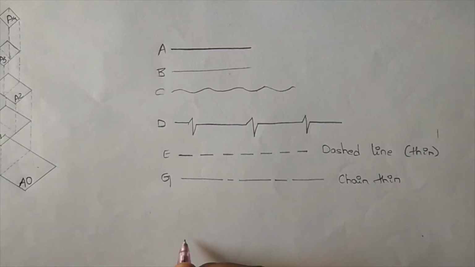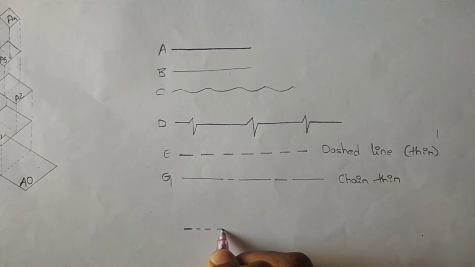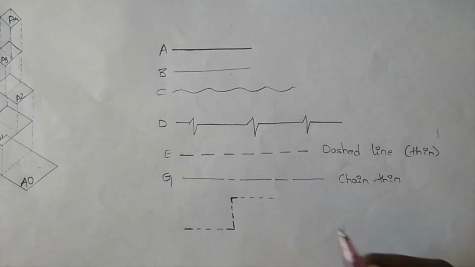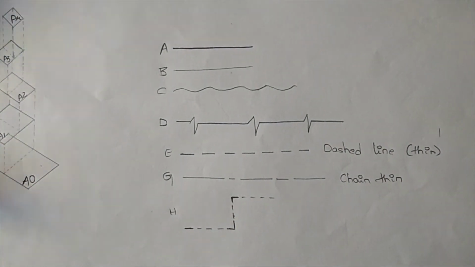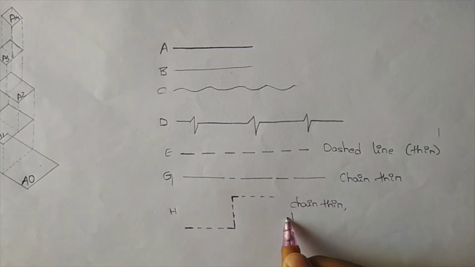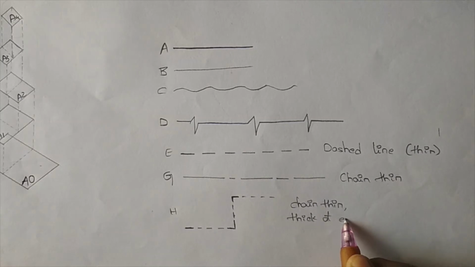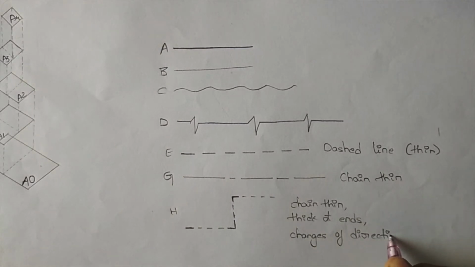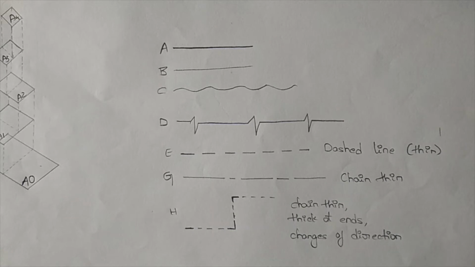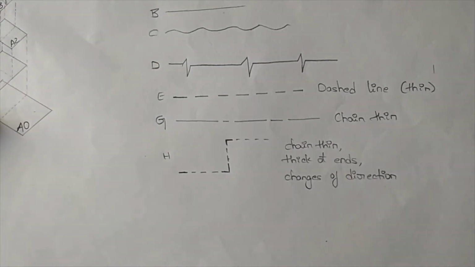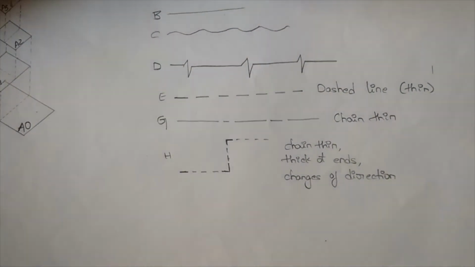So, next, this is H-type line. This is chain thin, which is thick at ends and also at changes of direction. What is this line useful for? This line is used for representing the cutting planes.